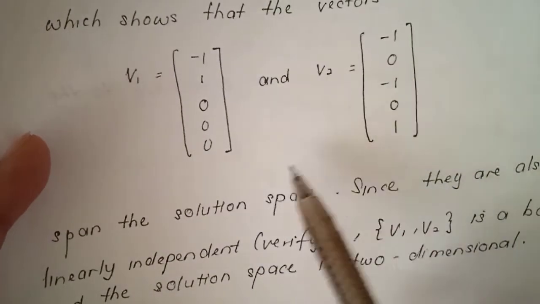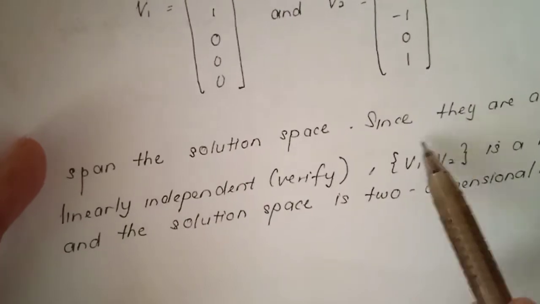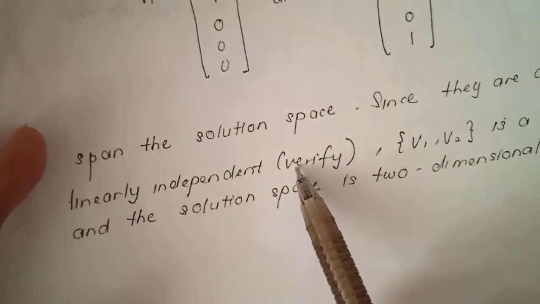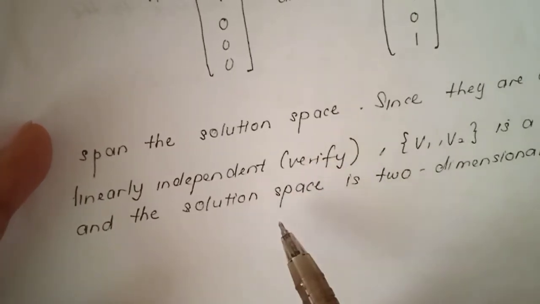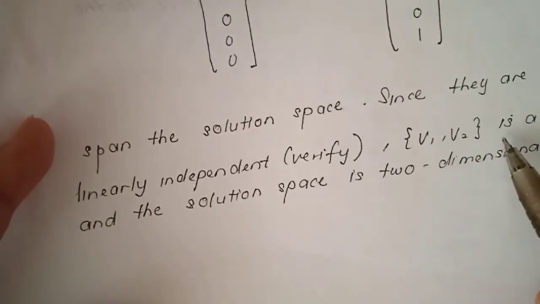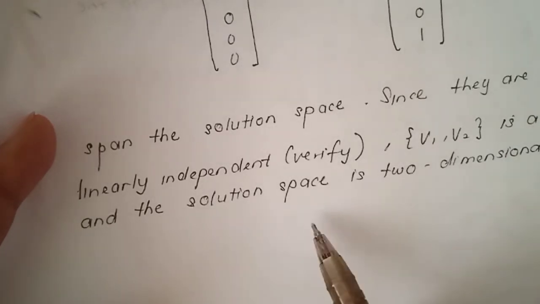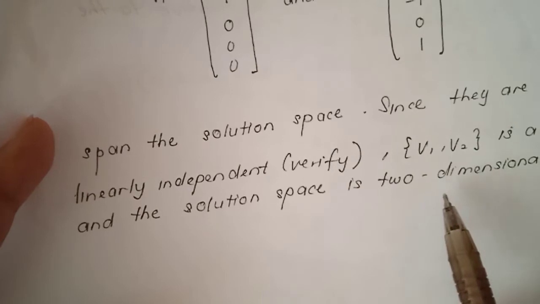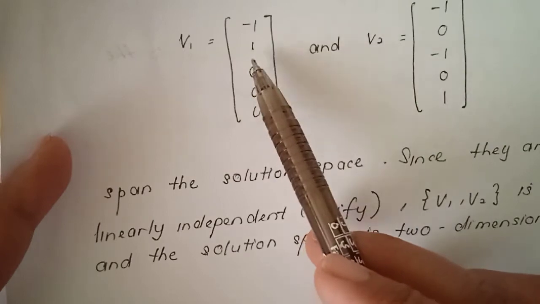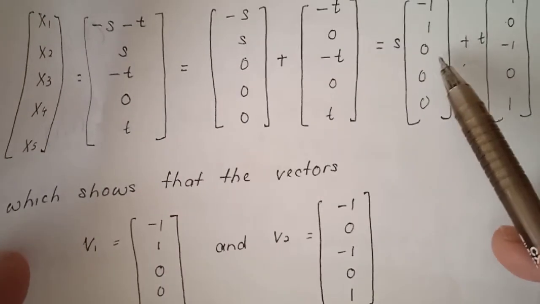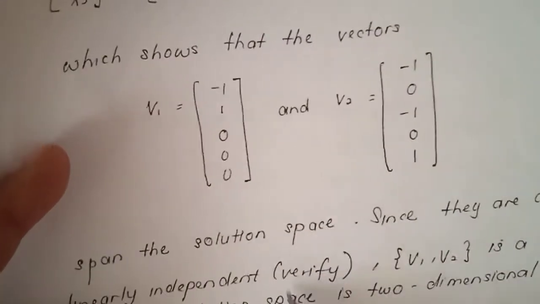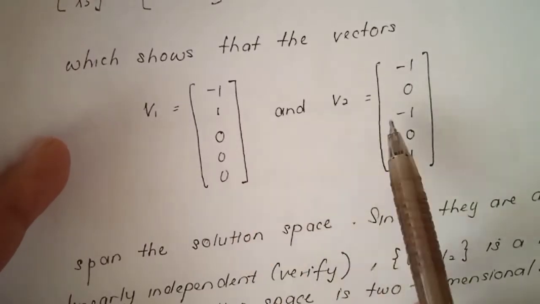So this is the basis that spans the solution space. Since they are also linearly independent, we need to show that the linear combination C1, C2, C3 is not 0. So therefore V1 and V2 make a basis, and the solution space is two-dimensional. Dimension refers to how many basis vectors there are. Since we have two vectors forming a basis, the dimension of the solution space is 2.